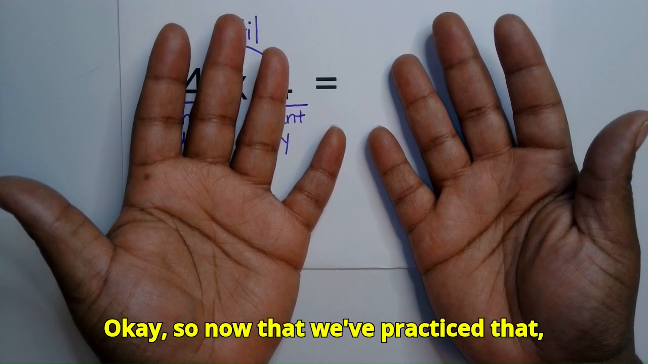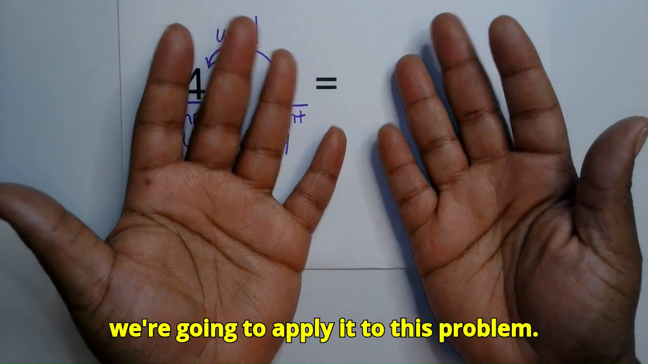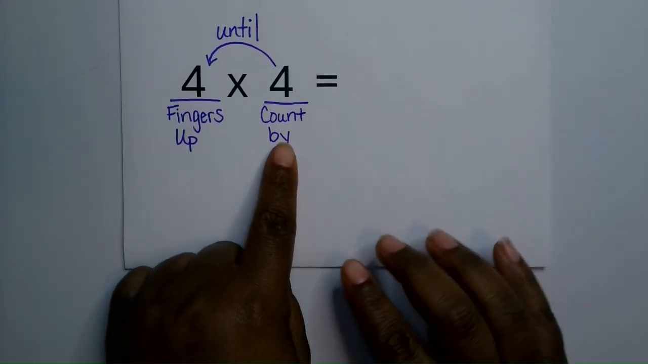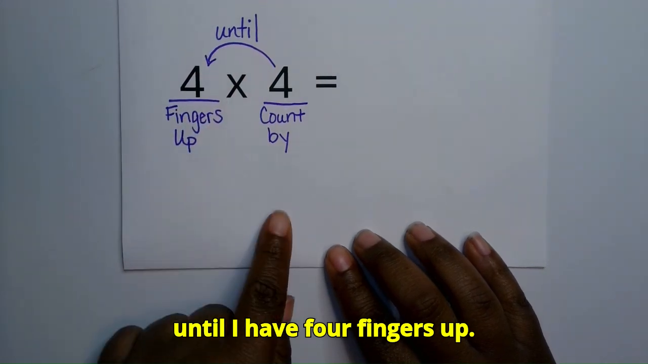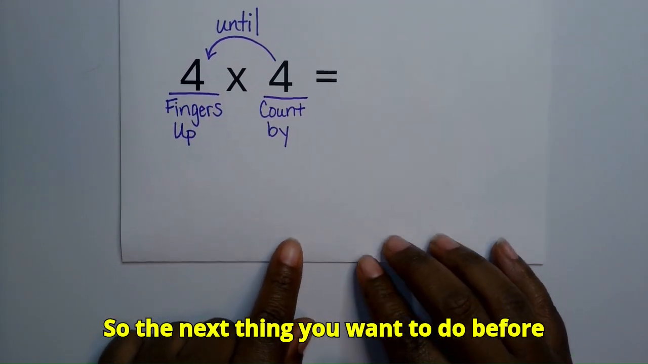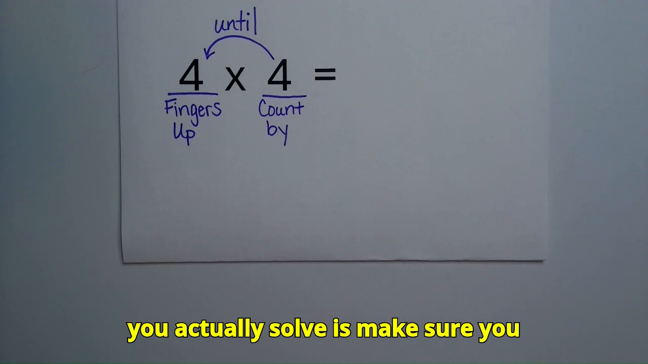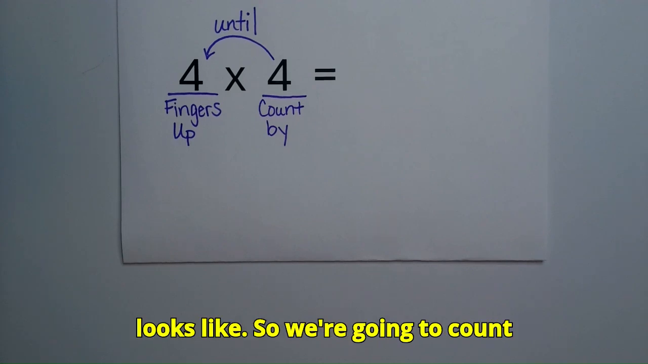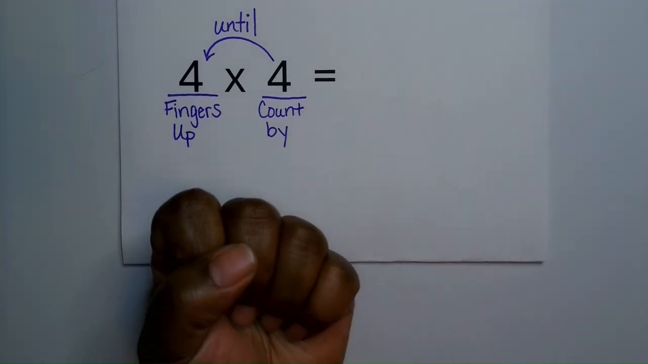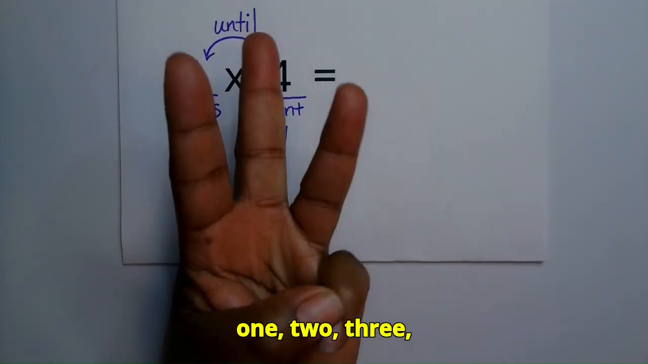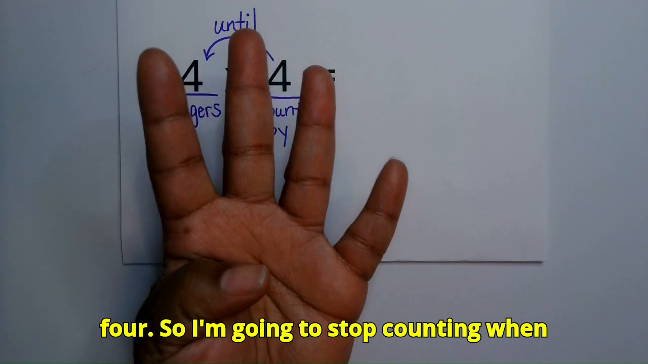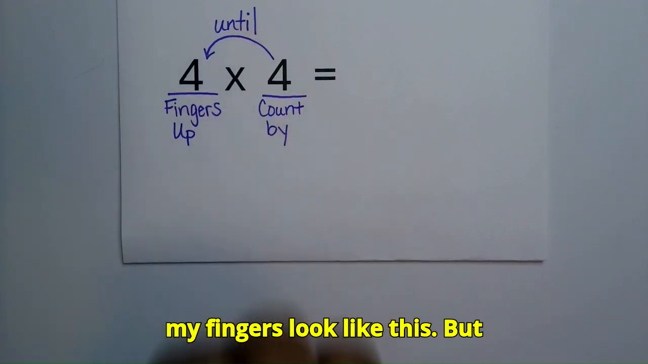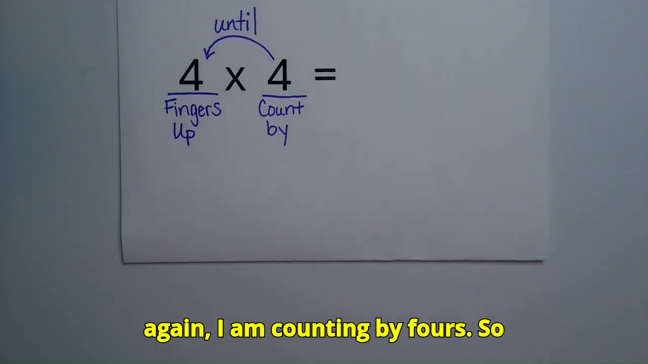Okay? So now that we've practiced that, we're going to apply it to this problem. So again, I'm counting by 4 until I have 4 fingers up. The next thing you want to do before you actually solve is make sure you recognize what that amount of fingers looks like. So we're going to count 1, 2, 3, 4. So I'm going to stop counting when my fingers look like this. But again, I am counting by 4s.